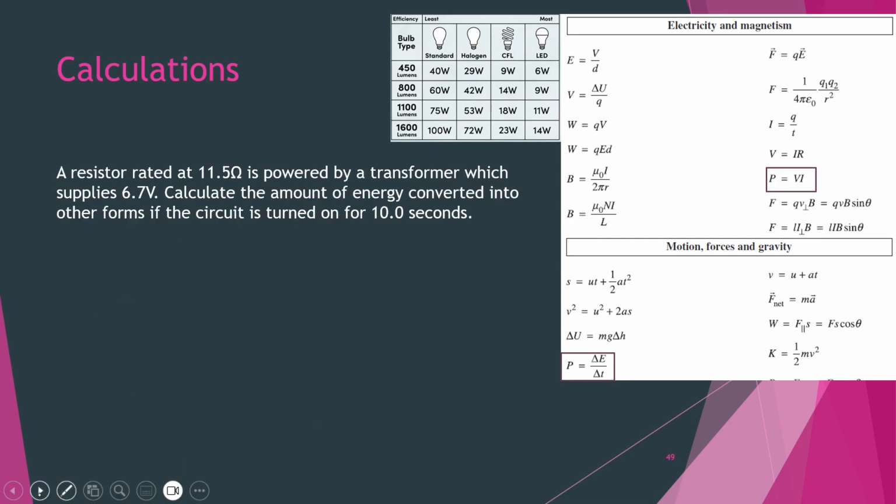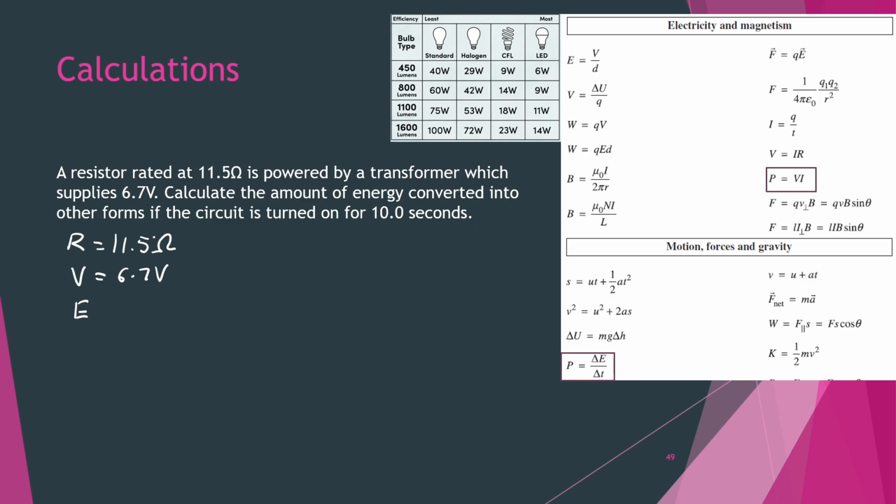In this second question, we're looking at a resistor which is rated at 11.5 ohms, and it's powered by a transformer which supplies 6.7 volt, and we're being asked to calculate the amount of energy converted into other forms if the circuit was turned on for 10 seconds. So in this question, we've been given two values. We've been given resistance, which is 11.5 ohms. We've been given the voltage of the power supply, which is 6.7 volt. And we're being asked to calculate E, the amount of energy that's being converted over 10 seconds.